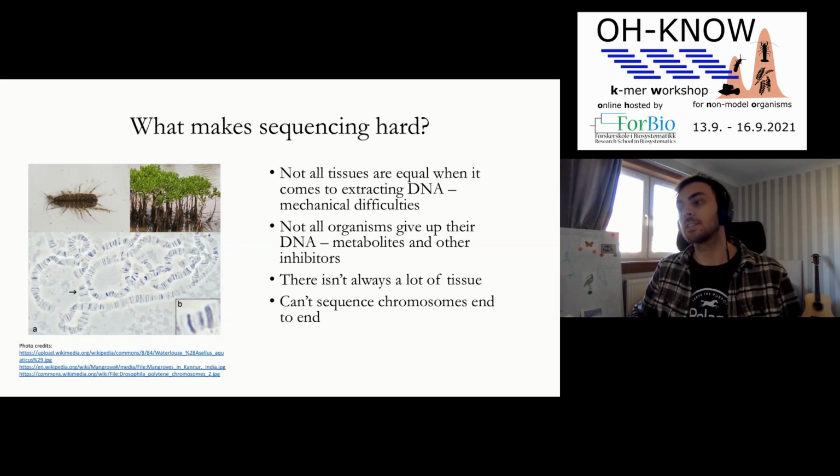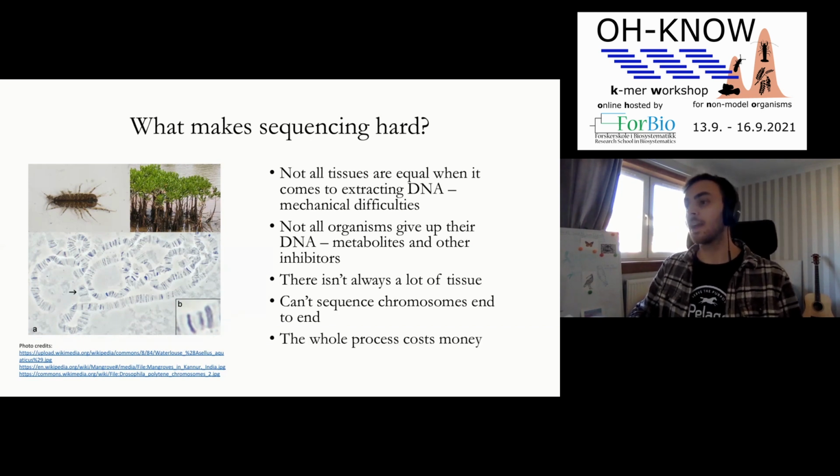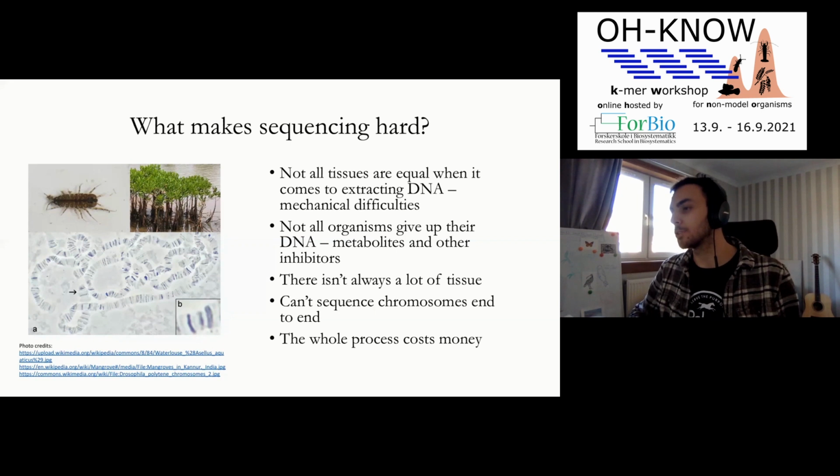And the reality still is that we really can't sequence chromosomes end to end. So there has to be some kind of shearing, and we have to make some decisions about which bits of DNA we're actually able to sequence. And the thing that it always comes down to, at least in part, is that the whole process costs money, and we don't all have unlimited amounts of money.